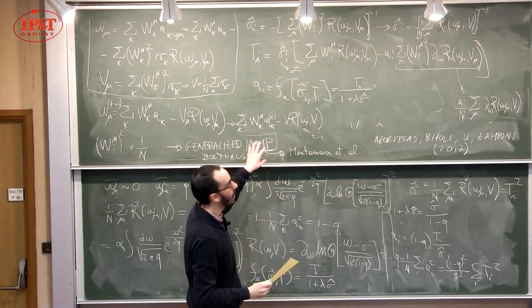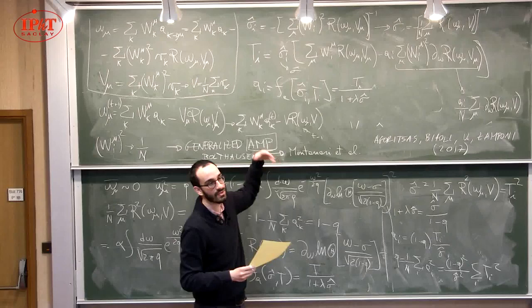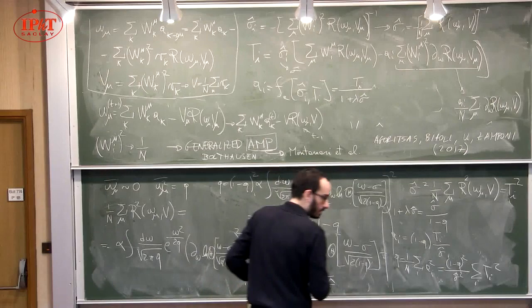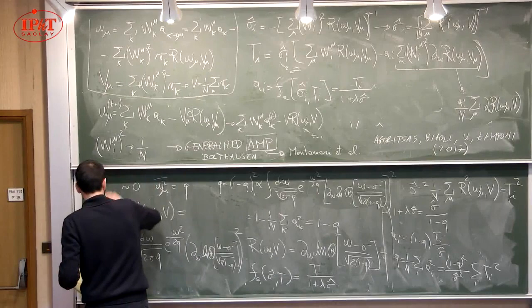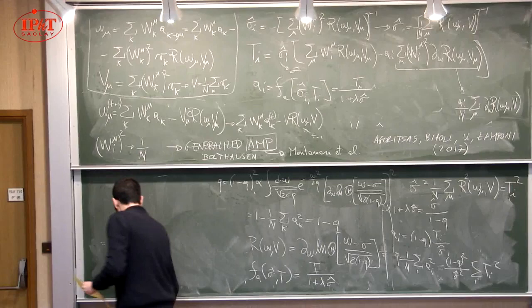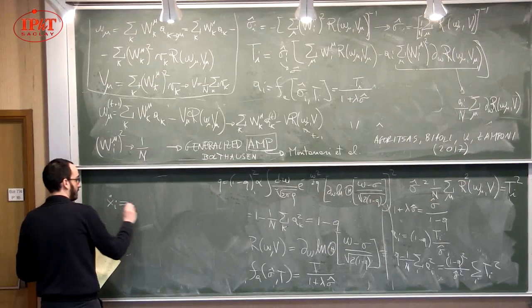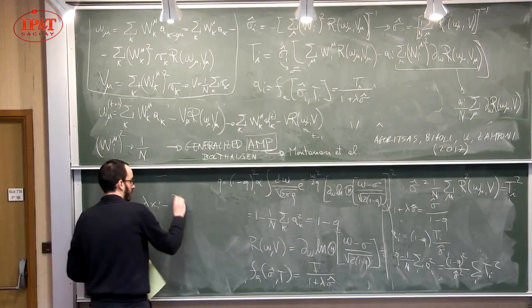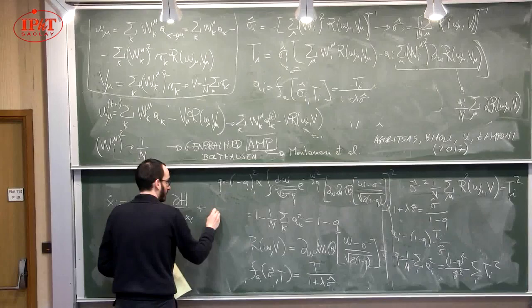So what you do is that you study the Langevin dynamics of this model. So you say that you have, that this is the Lagrange multiplier. This is the Hamiltonian of the model. And here you put some white noise term. Okay.